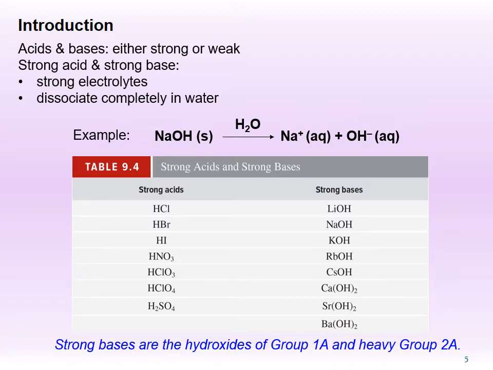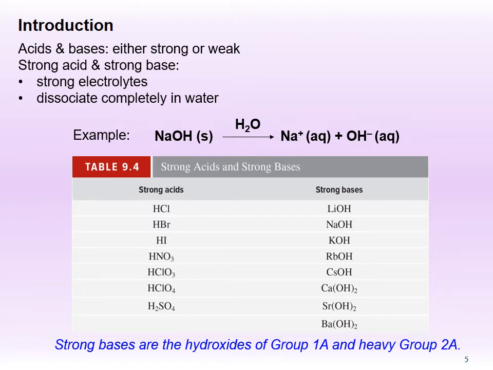All the hydrogen halides except hydrogen fluoride form strong acids when dissolved in water. Thus, hydrochloric acid HCl, hydrobromic acid HBr, and hydroiodic acid HI are strong acids. Other strong acids are nitric acid HNO3, chloric acid HClO3, perchloric acid HClO4, and sulfuric acid H2SO4.